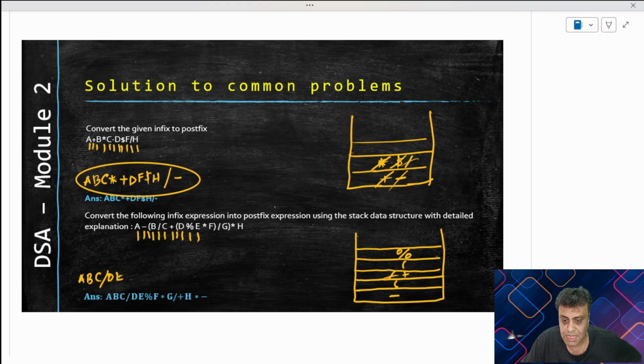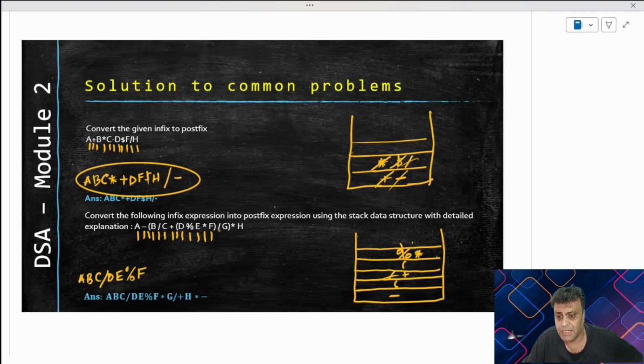So percent is there. Then we have E. So I will print E. Then we have star. Can I put a star here? I can't, because star and modulo have the same precedence. It has to be greater. So I'll have to pop this out. That means I'll have to write percentage here, and then I can put a star here, right? So this modulo, this star I have done. Then I am doing an F.